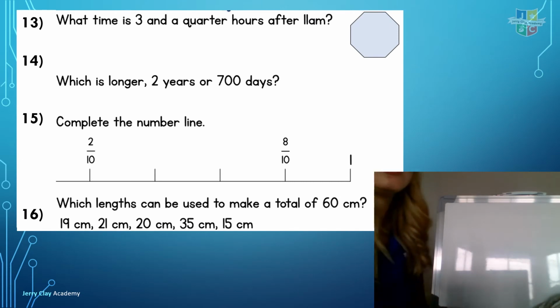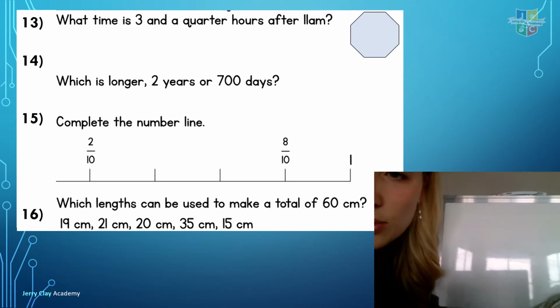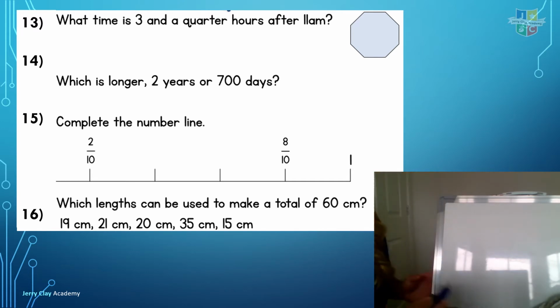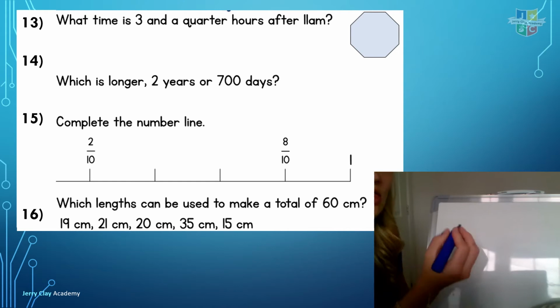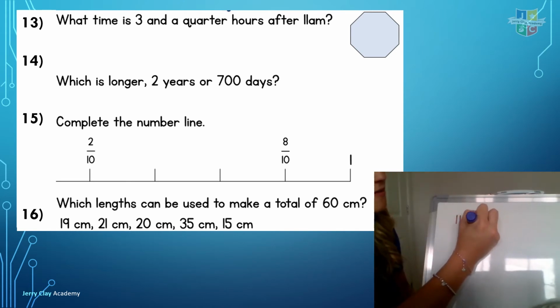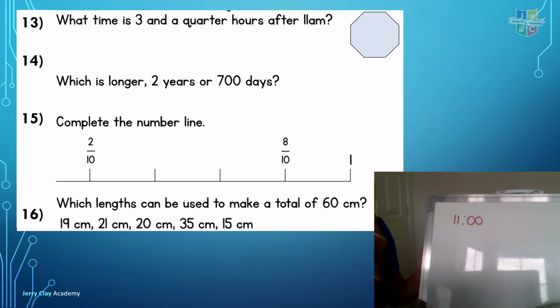So you should have seen that the shape is a 2D shape, and if you counted the sides, there are 1, 2, 3, 4, 5, 6, 7, 8. So you should have said it is an octagon. Then we've got 11 a.m. and I want to know what 3¼ hours is after. So first of all, I'm going to add 3 hours.